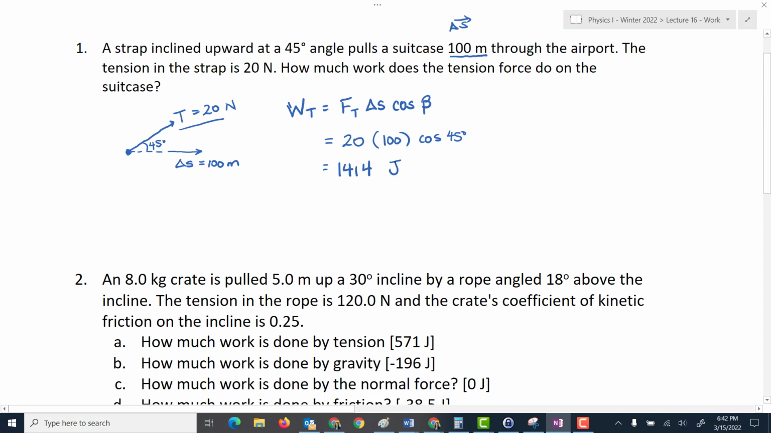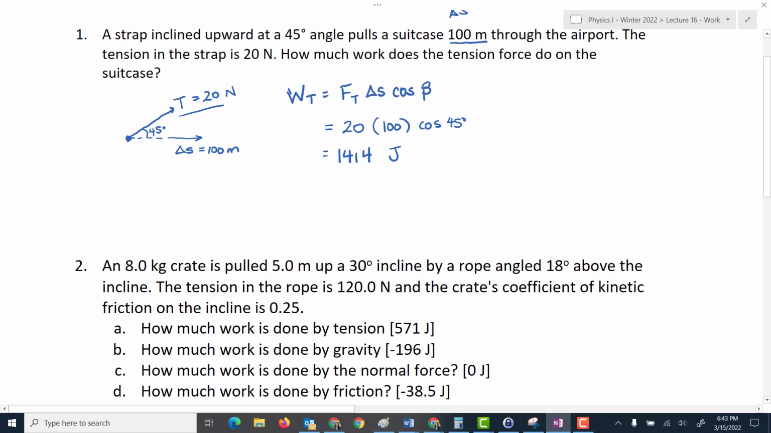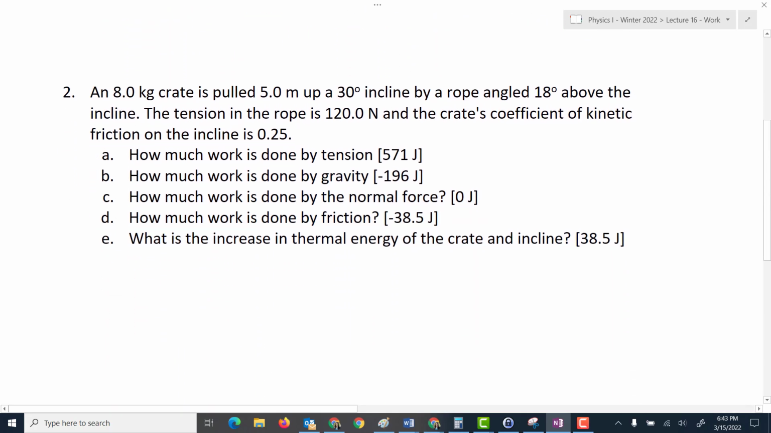Okay, so work is the energy that you're adding to the system or you're removing from the system. We see that this is positive work because this tension is helping it move in the direction that it's actually moving, so it's making it move faster. So that's why it's positive. Okay, let's do question 2.